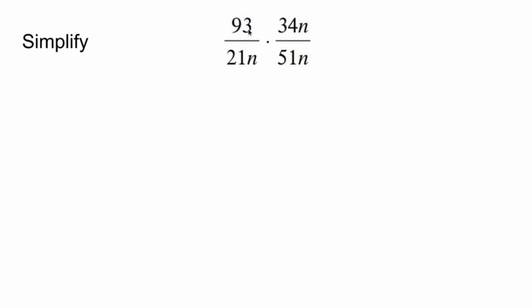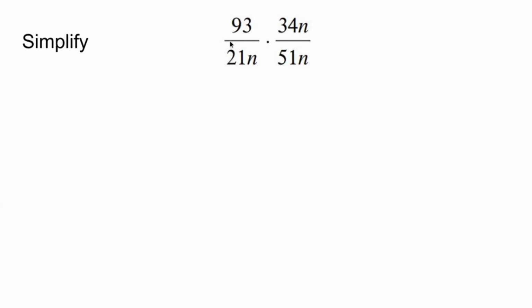All right, simplify 93/21n times 34n/51n. Whenever I'm being asked to simplify two fractions with a lot of stuff going on multiplied together, what I want to do before I do anything is factor out as much as I can. See if these numbers rip apart and turn into anything.